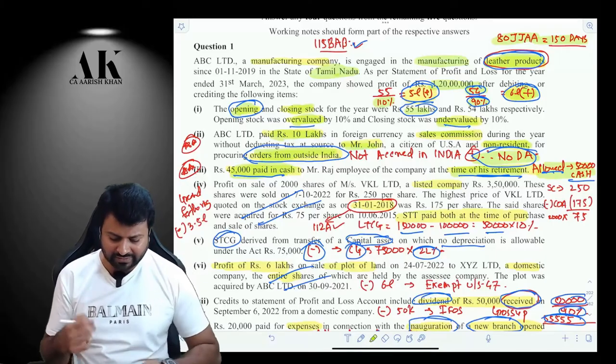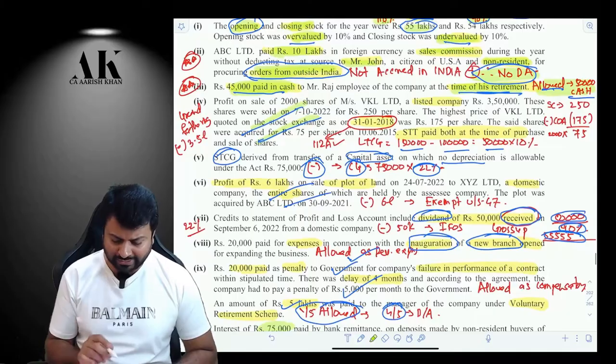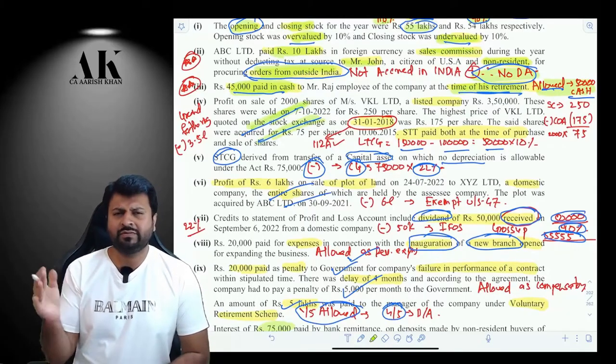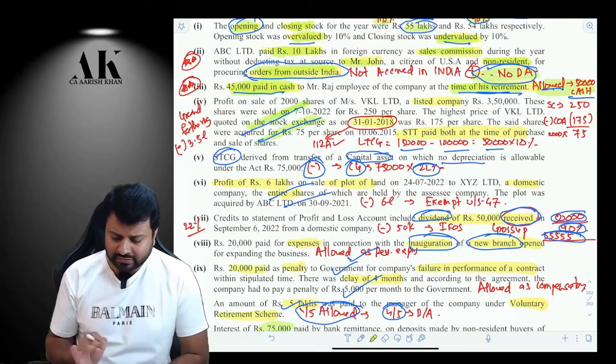Okay. The next one is a very simple one. I'm not much interested in that. That is based on grandfathering. You can go through it once. Okay. The next one is point number 5. Because this grandfathering, 112A, section 55, it has come a lot of times, how to derive cost of acquisition in case of grandfathering. The next one is an important one.